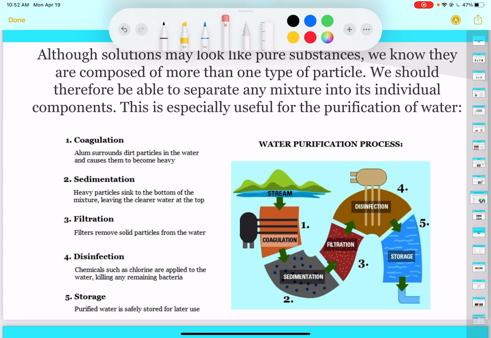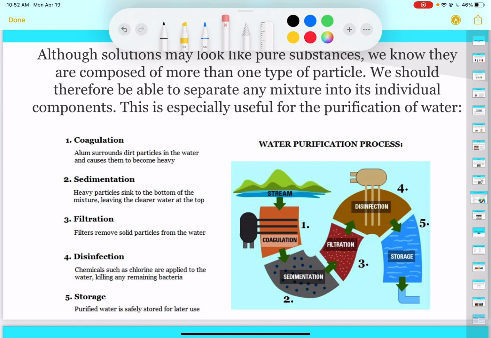So we use different chemicals, I guess, in the water purification process. The first step is getting rid of the dirt out of the water. The second thing is sediment, so heavy particles. All of those heavy particles will sink to the bottom, leaving the water clear on the top. We'll take the water off of the top and put it through a filtration process to remove any solids that are in the water. Then the fourth step is disinfecting it, so using some sort of chemical normally.